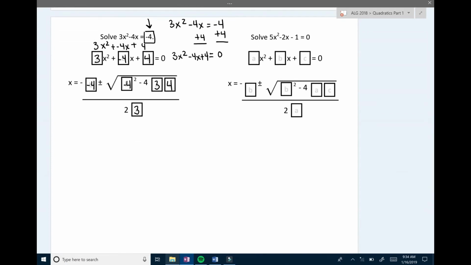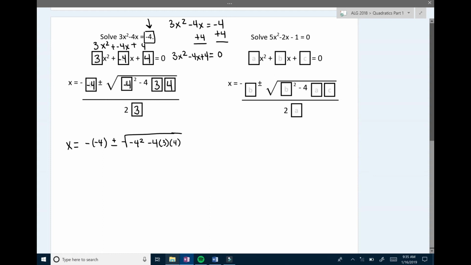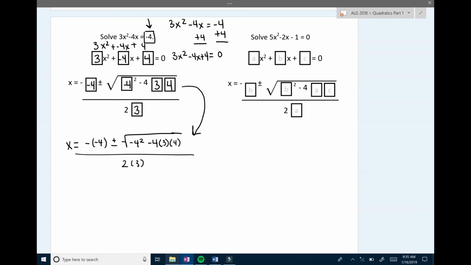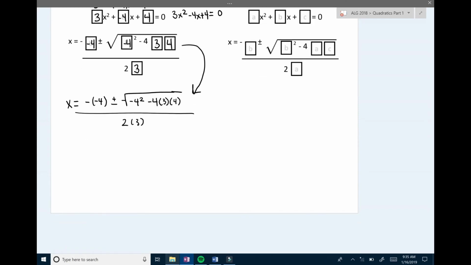Alright, so now our new problem is x is equal to negative 4 plus or minus the square root of negative 4 squared minus 4 times 3 times 4 over 2 times 3. All that I did was I rewrote this right there. I just copied the same thing down there. Okay? If you're confused at all, rewind it. Where did I get these numbers from? Alright? Now, let's go on. Now, this problem will take a while, so be patient.